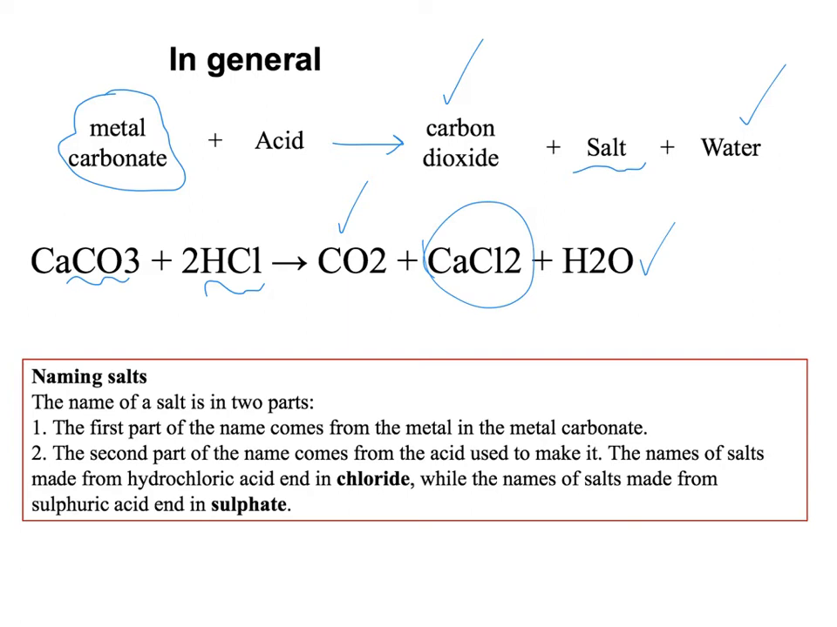Now, the salt that is produced depends on the name of the metal in the metal carbonate and the acid used to make it. The first part of the name always comes from the metal, so in this case it's calcium, and the second part comes from the acid used. So because this is hydrochloric acid, it makes a chloride salt, so we get calcium chloride. If we had used a sulphuric acid, then we would have had calcium sulphate.